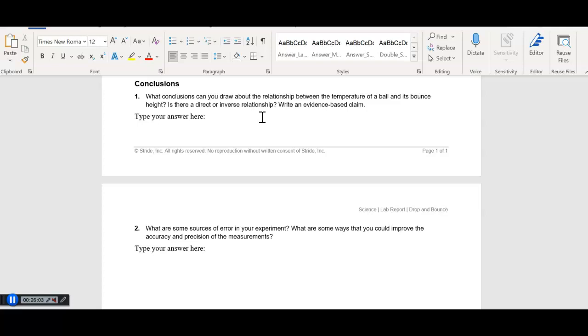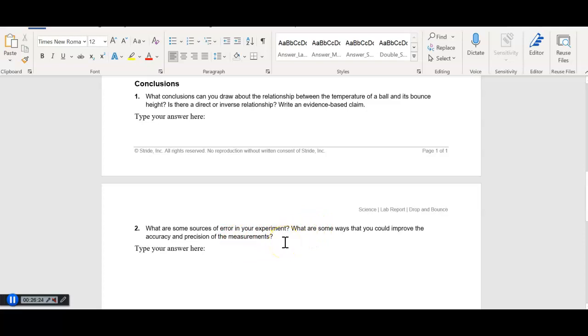And then when you write an evidence-based claim, that's where you're going to put your data in. When the ball was 40 degrees, it bounced this high, versus when the ball was 0 degrees, it had no bounce. Something like that. And then errors, sources of error in your experiment.